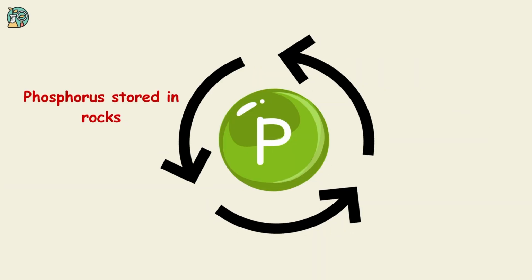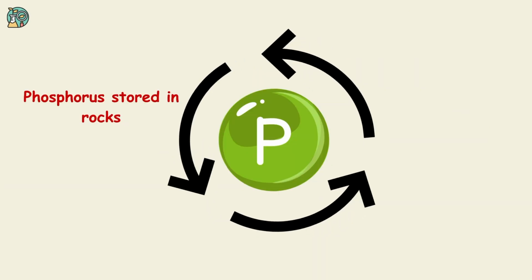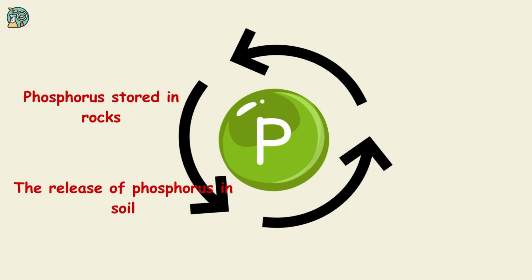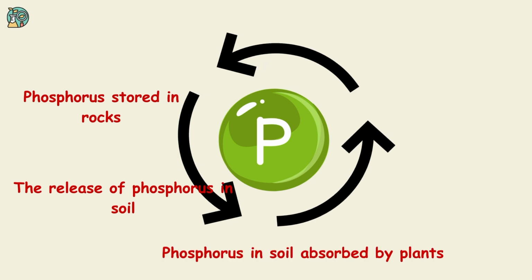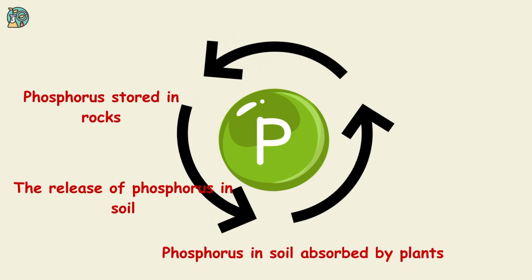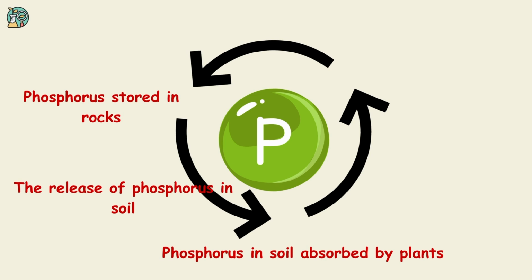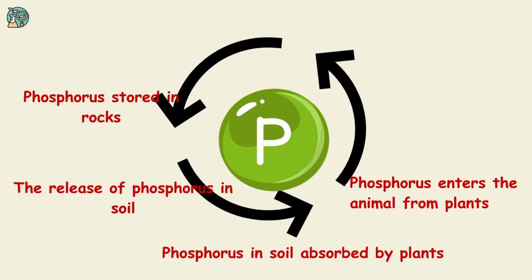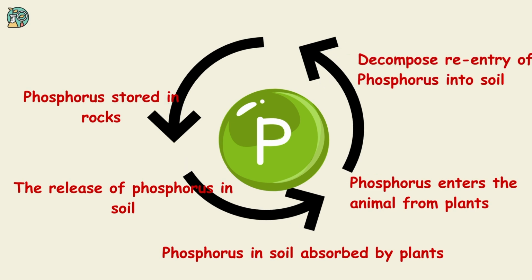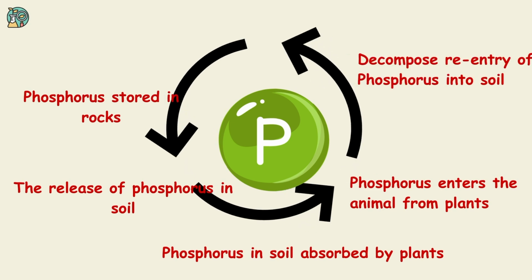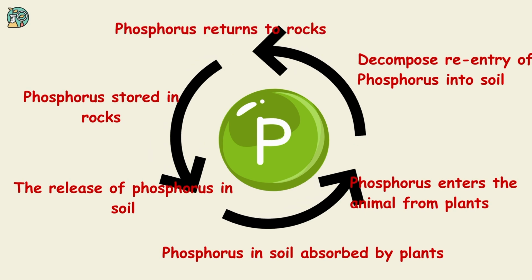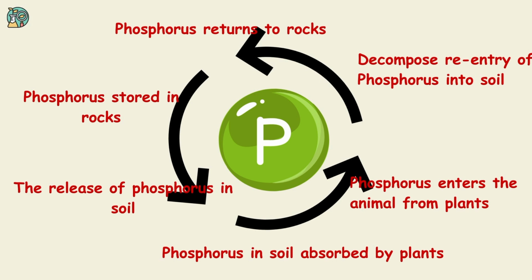So this is the diagrammatic representation of the phosphorus cycle in a very simple way. The phosphorus is stored in the rock. Then this phosphorus by the process of weathering is released into the soil. Then the phosphorus in the soil gets absorbed by the plant and then absorbed by the animal from the plant. Then the decomposition of the animal and plant results in re-entry of phosphorus into soil, and finally the phosphorus returns to the rocks, or returns to the initial cycle.